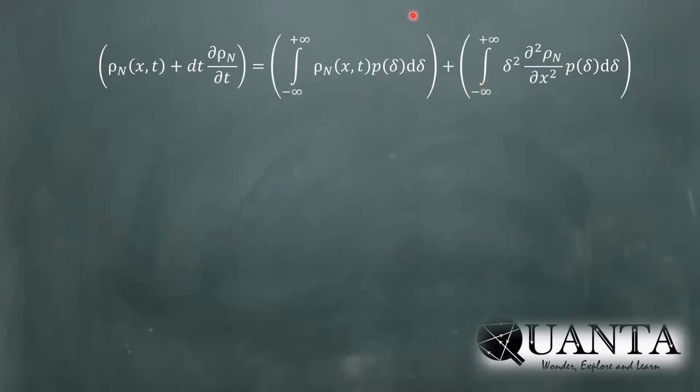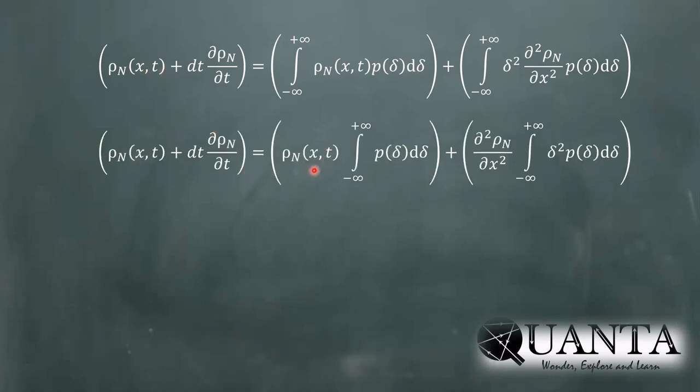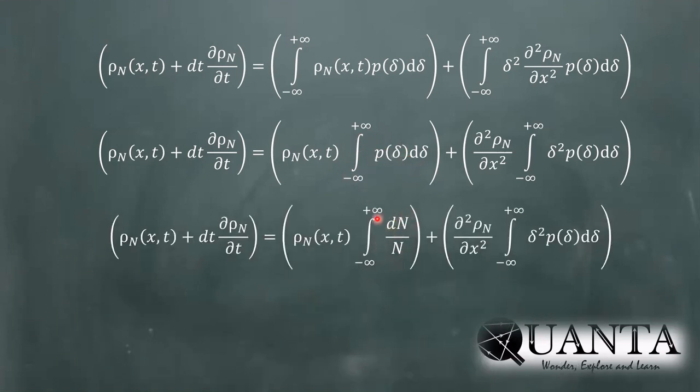We now have only two terms left on the right-hand side. Nothing changed on the left-hand side. We can take out the parts that are not function of delta outside the integration. Looking at this first term on the right-hand side, integration minus infinity to plus infinity p delta d delta, we could rewrite in terms of the number fraction dn by n. If we integrate the number of particles and divide them by the total number of particles, we know this ought to go to 1. So this integral evaluates to be 1.